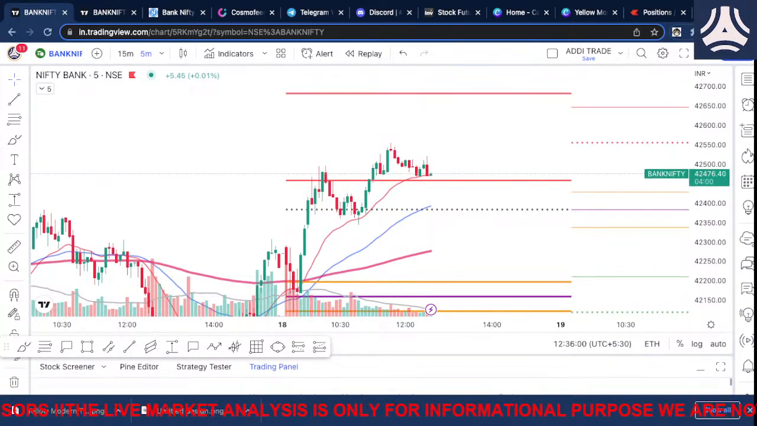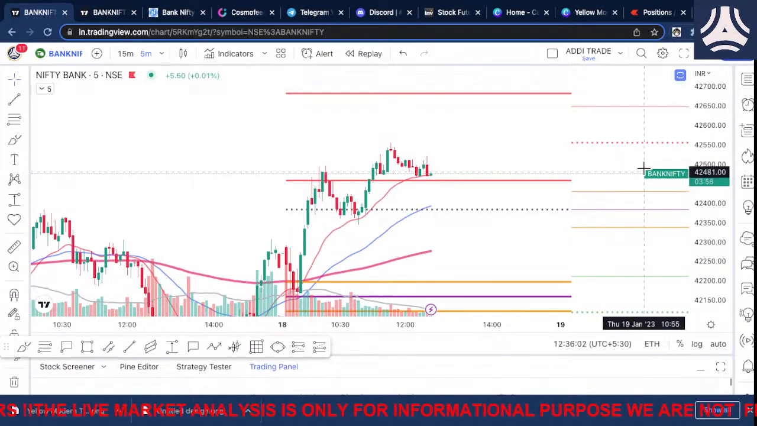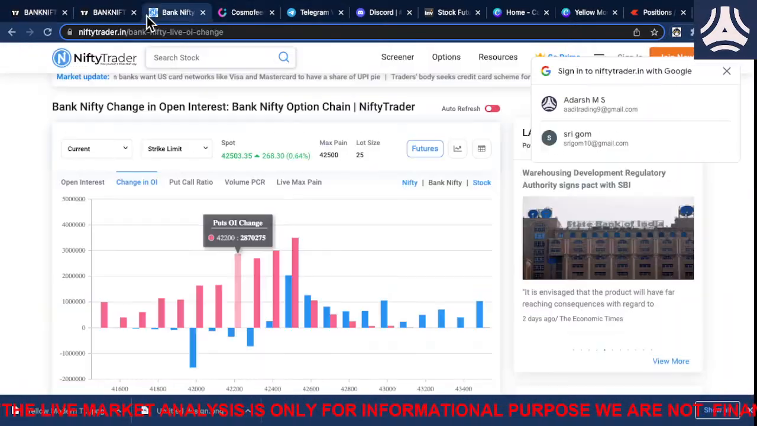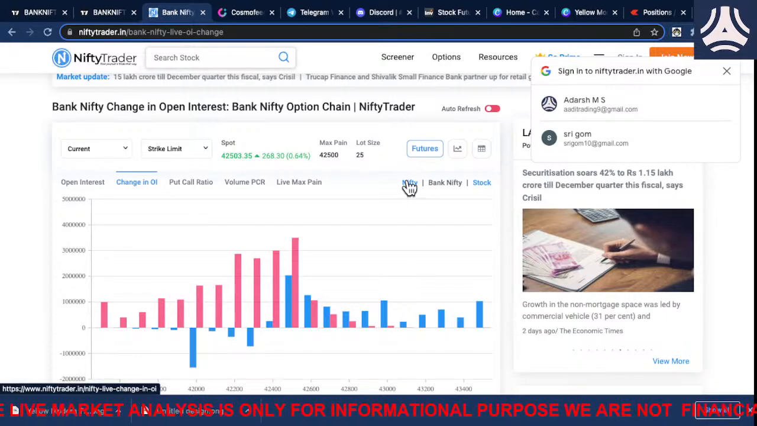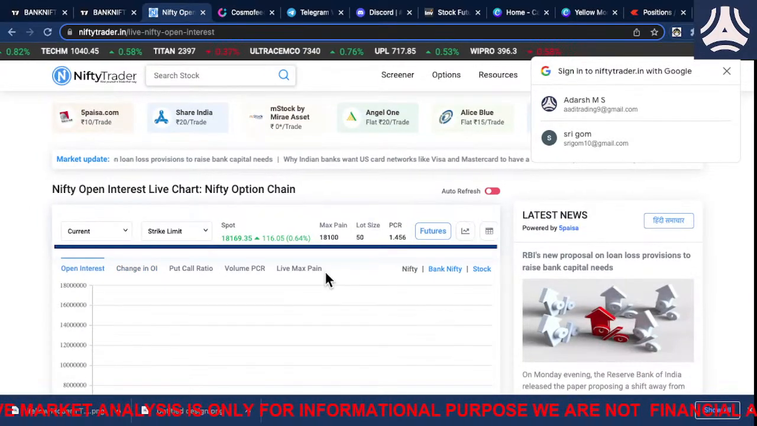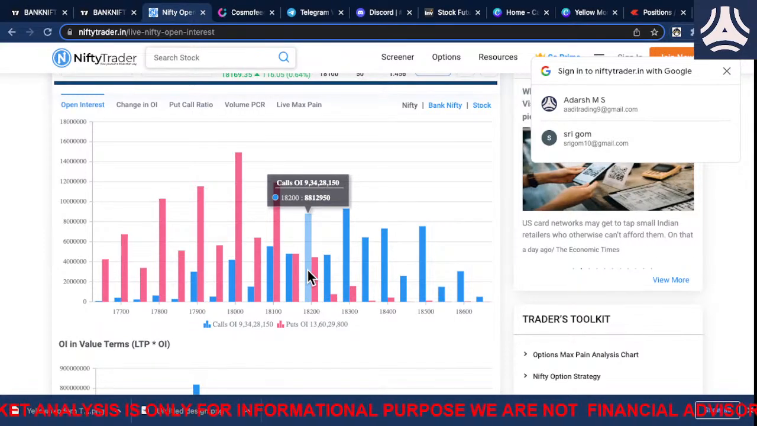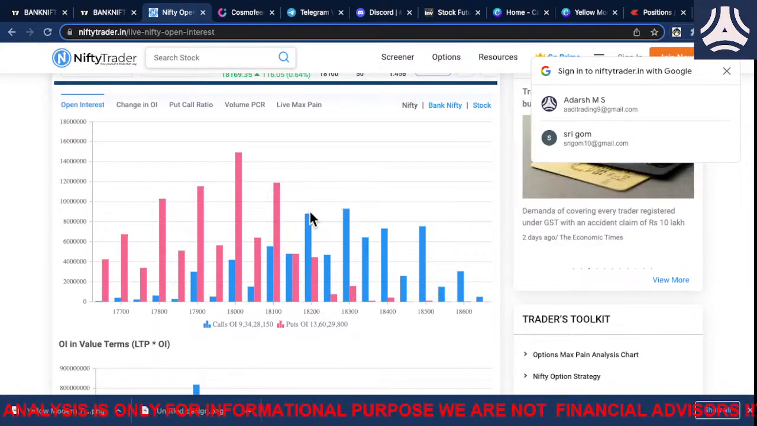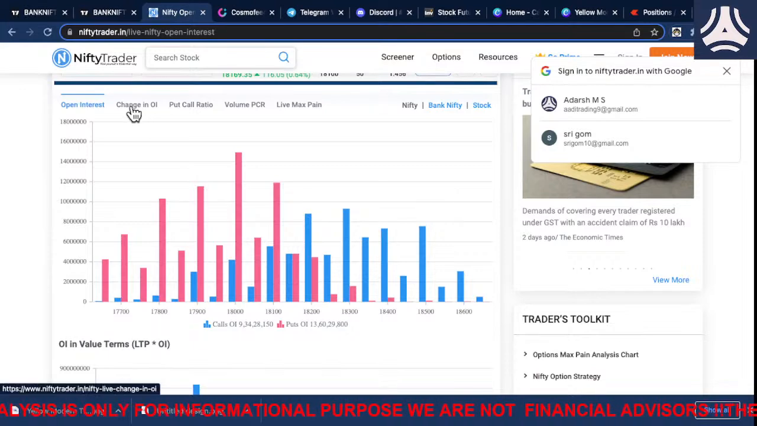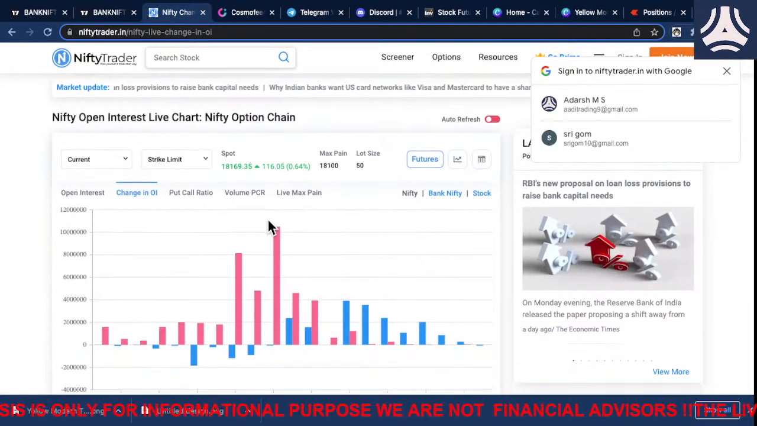What about Nifty up move expected? See, first we'll see in Nifty what is happening in the open interest. Okay, the overall open interest, there is some good resistance at 18,200. Breaking this may not be easy. Let's see what is the change in open interest that has come today.